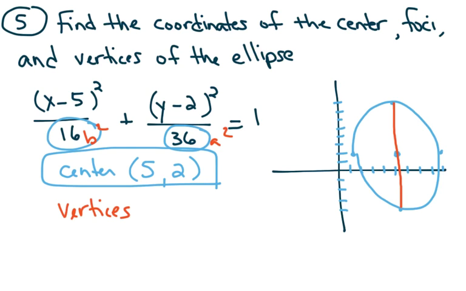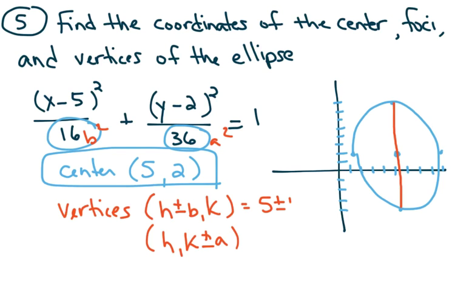The vertices, we say, are at (h plus or minus b, k), and at (h, k plus or minus a). a is always the bigger of the two numbers. b is always the smaller one. For ellipses, this is not true for hyperbolas. So the vertices are going to be at (5 plus or minus 4, 2). So they should be at (9, 2) and (1, 2), which is where they're at. This is (9, 2), and this is (1, 2).